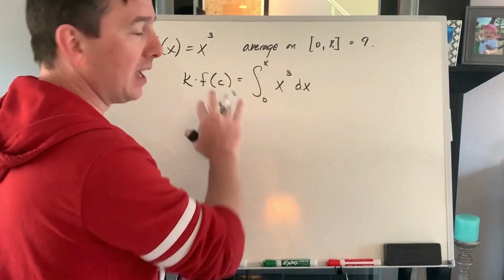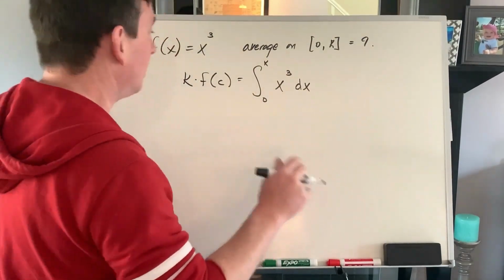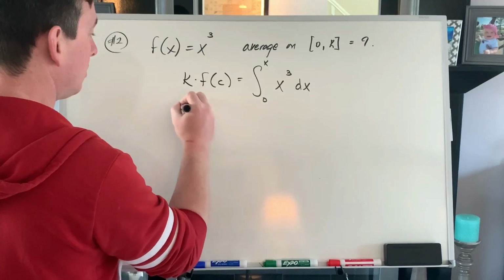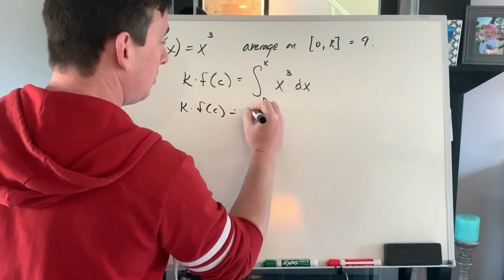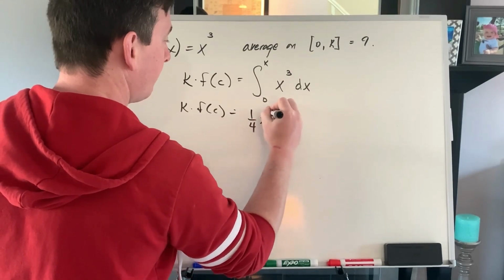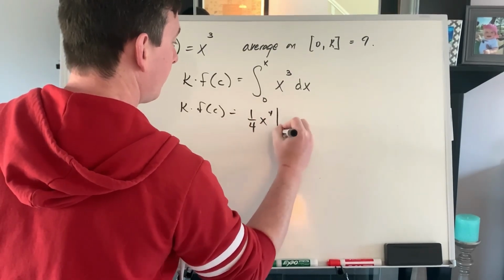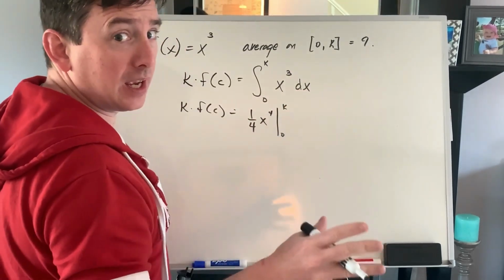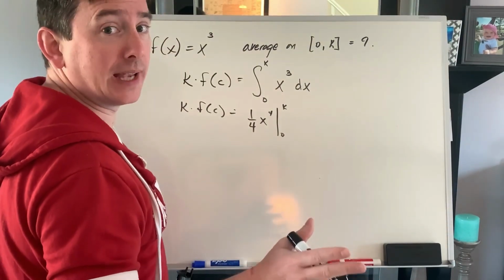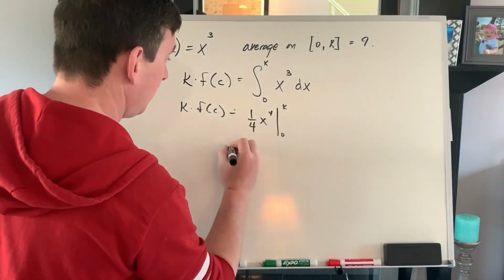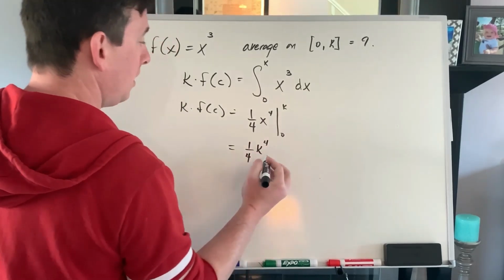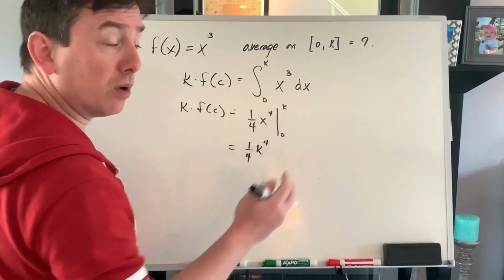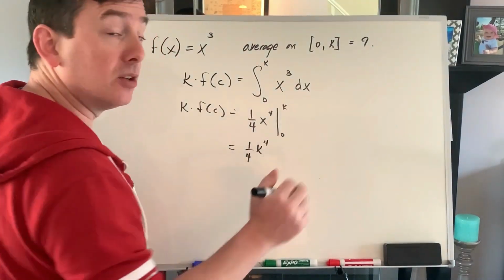Forget for a second that k is kind of giving you a headache and confusing you. So let's see, we're going to just integrate x cubed from 0 to k. And I know that looks weird, but we're just going to plug k in like it is any other number. And then it'll be minus 0. So just 1/4 k to the 4th.